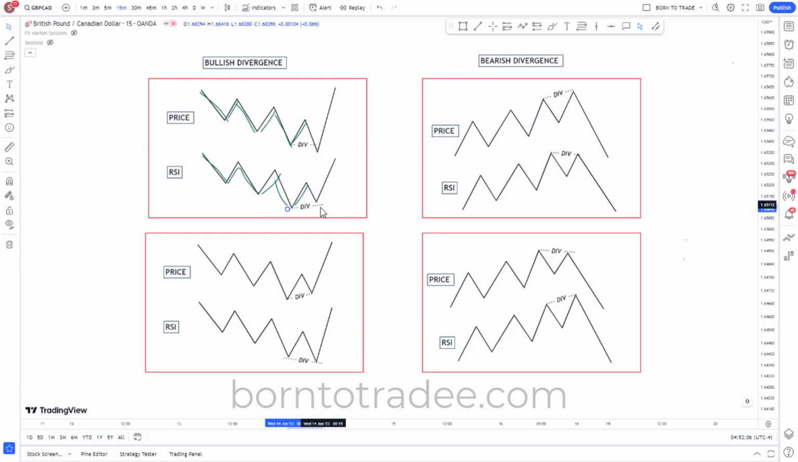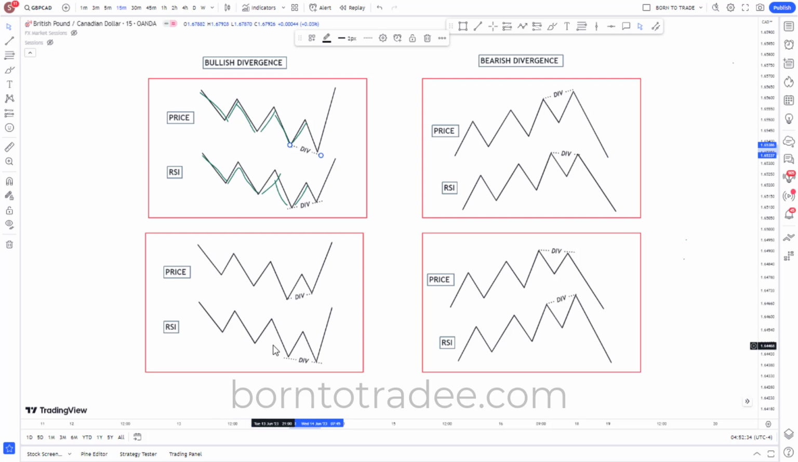But what do you see the RSI do? The RSI couldn't form a break of structure. Price formed a lower low, but RSI itself failed to form a lower low. So this is what we call a divergence. This is what we call a bullish divergence. When this occurs, it means that price is going to push to the upside. So this is a bullish divergence.